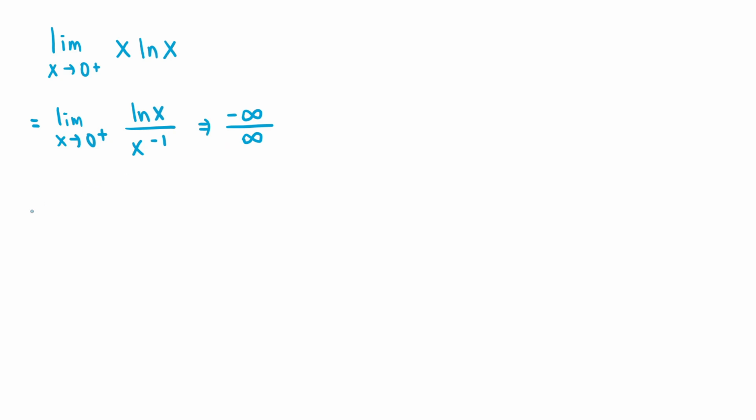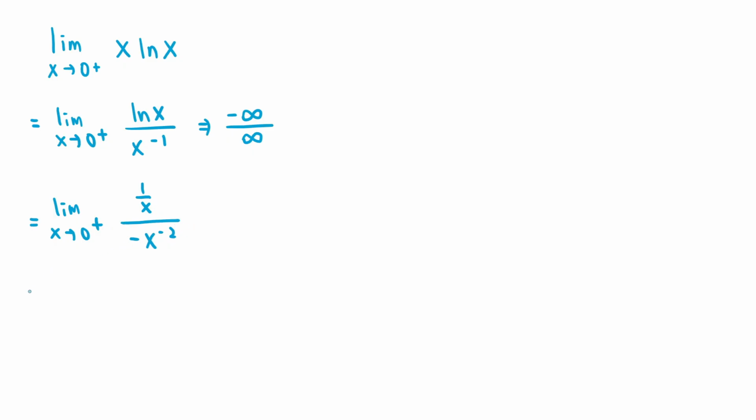If we take the derivative of ln of x, we get 1 over x, which is a standard derivative, and if we take the derivative of x to the negative 1 in the denominator, we get negative x to the negative 2 by using the power rule. Therefore, we can rewrite this as the limit as x approaches 0 from the positive side of 1 over x divided by negative x to the negative 2.